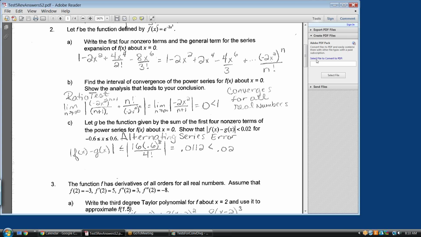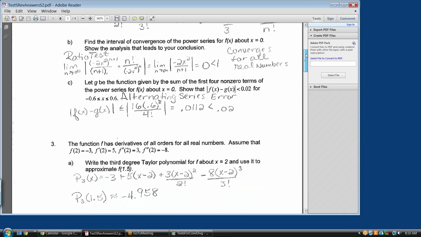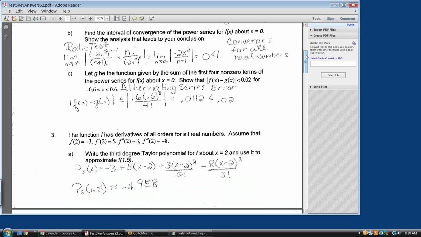Okay. Now we're talking about the interval of convergence. And there's actually 2 terms that don't really mean the same thing. One of them is the interval of convergence, and the other is the convergence interval. I'll explain why they don't mean the same thing.